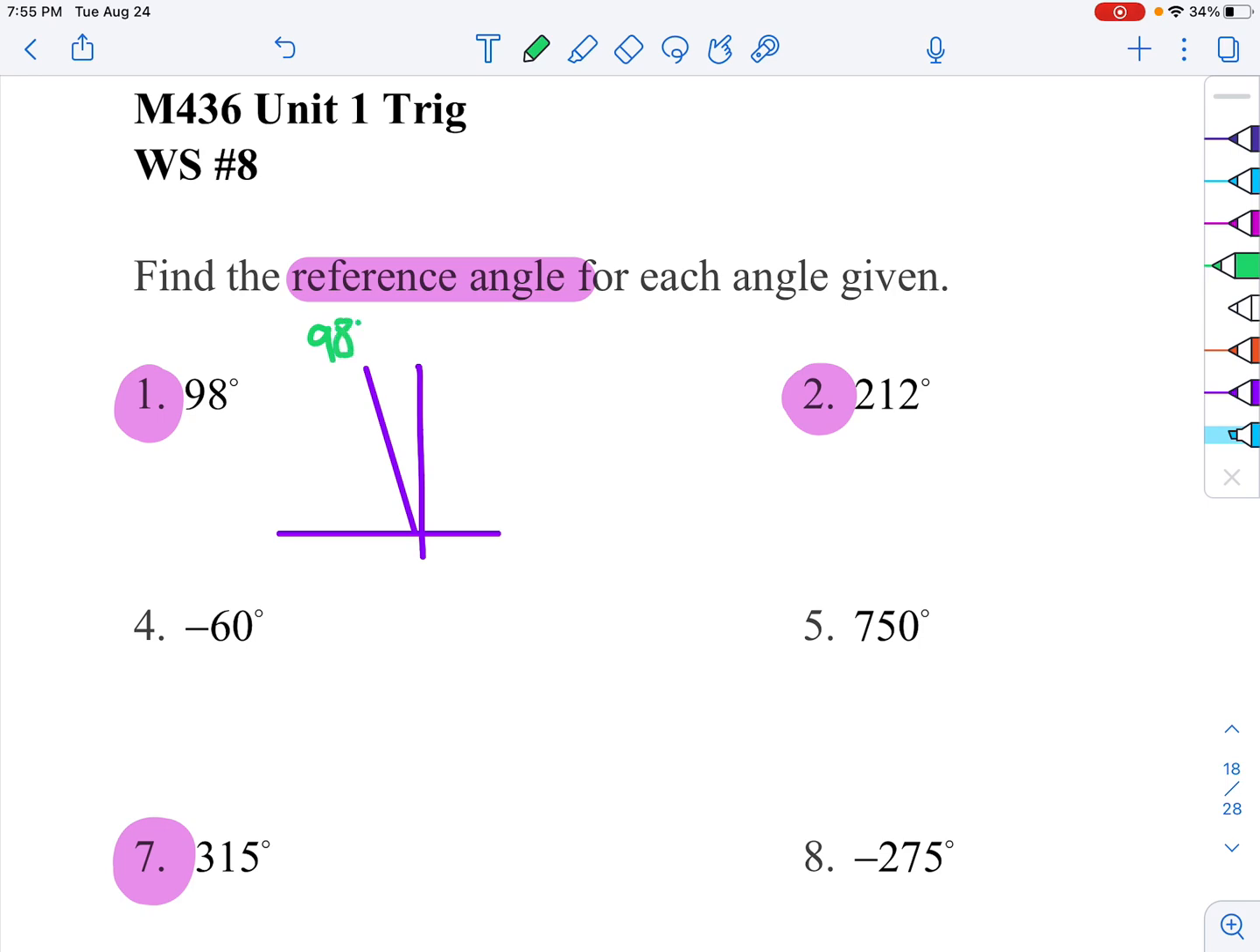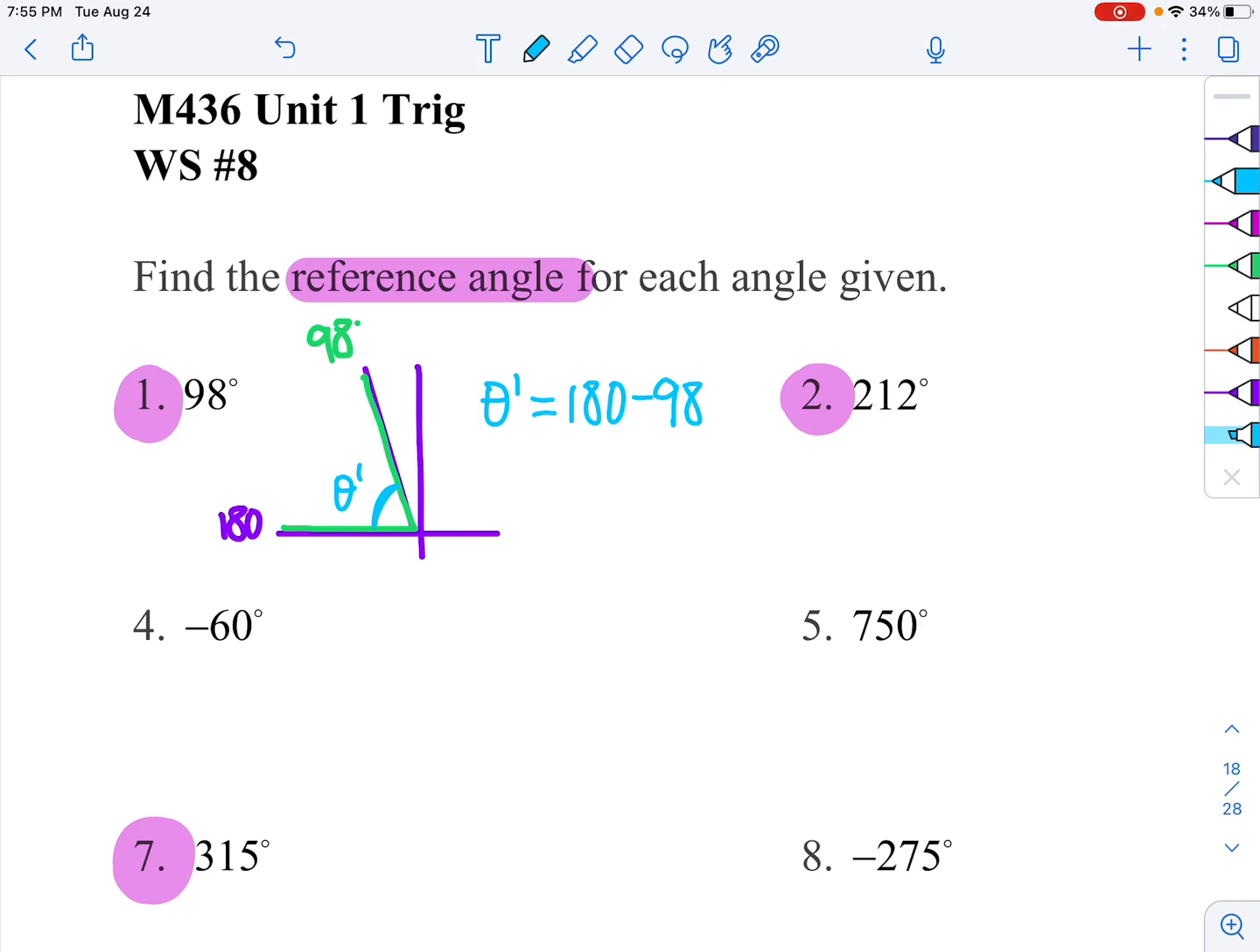Anyways, it's pretty exciting. 98 degrees is in the second quadrant. The reference angle is made with the nearest x-axis, not the y-axis, the x-axis. So the reference angle would be right here. And we're going to subtract. Here are the two angles. We subtract the big one minus the small one. So we would do 180 minus 98. Okay, and get, what, 82?